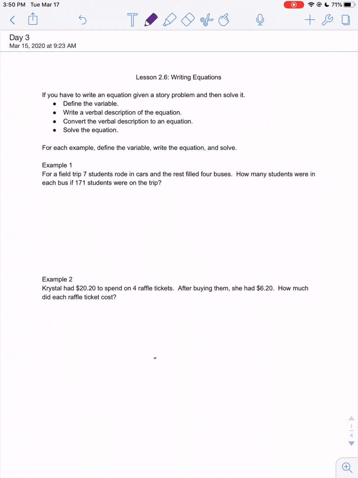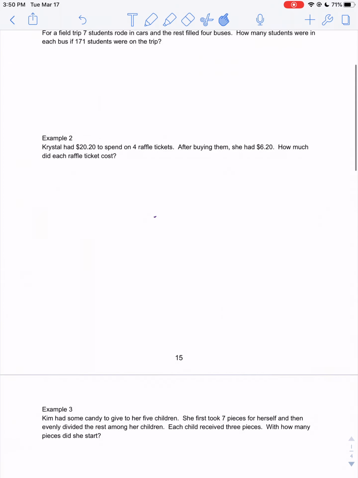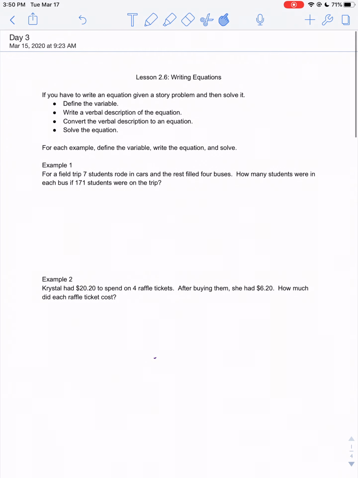This is when we're going to start learning new material. This is the topic we were going to do right after spring break, so we're really not too far behind my original plan. Today's lesson, if you want to follow along in your journal, is pages 15 and 16, lesson 2.6, writing equations, but it's also day 3.